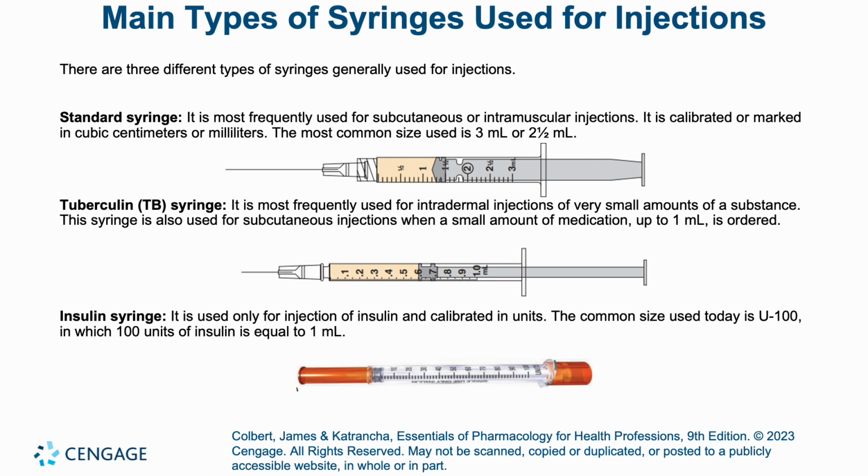This syringe is also used for subcutaneous injections when only a small amount of medication, up to 1 ml, is ordered. And then insulin syringe. Insulin syringe is only used for injection of insulin, and you'll see that the markings on it are calibrated in units. The common size used today is U100, which means 100 units of insulin is equal to 1 ml.